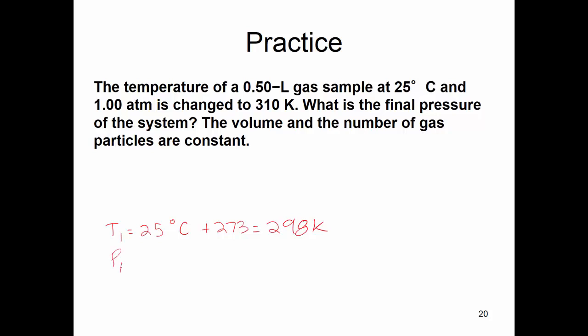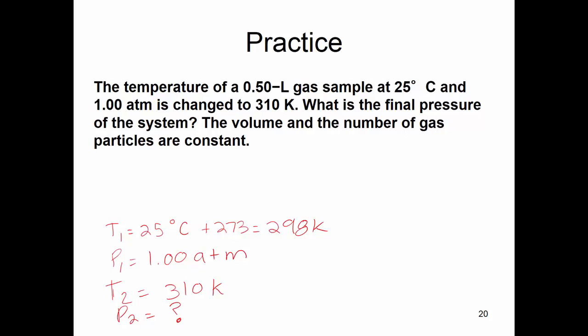And our pressure is 1 ATM. The temperature is changed to 310 Kelvin, and we want to know how that changes the pressure.